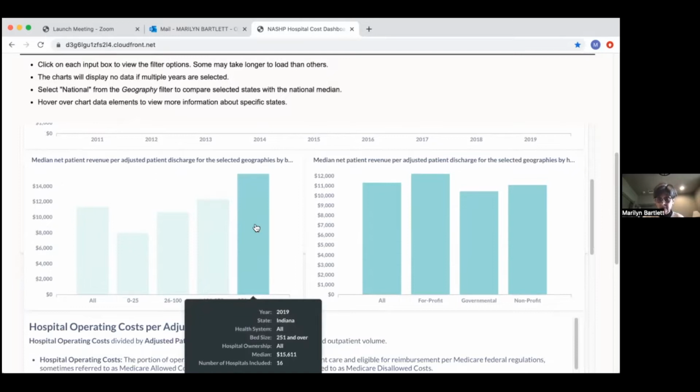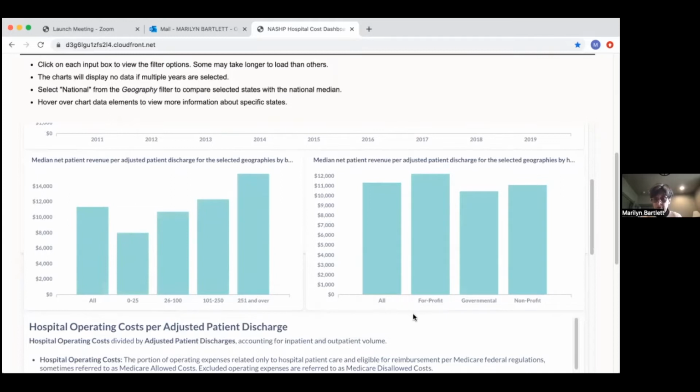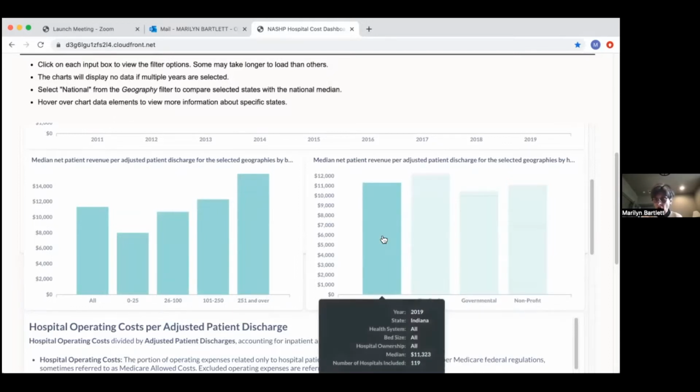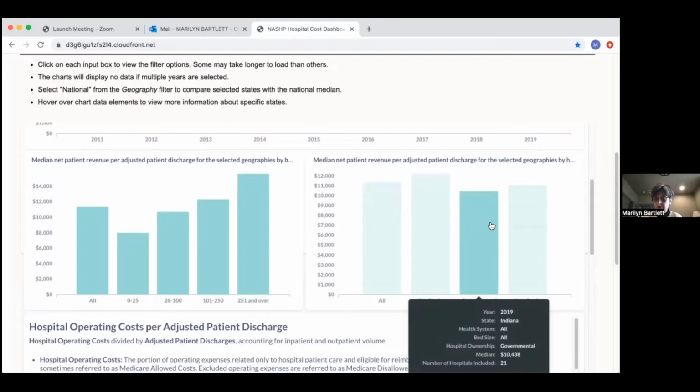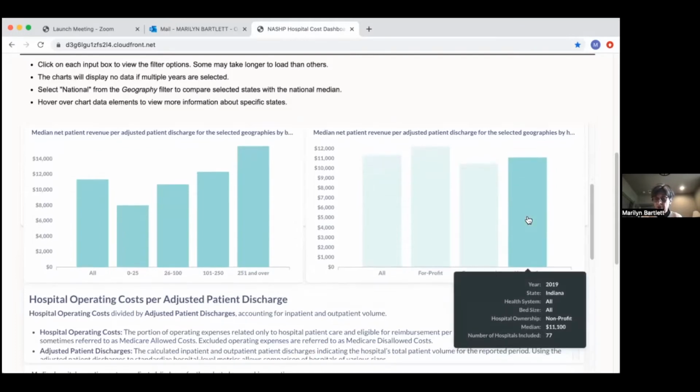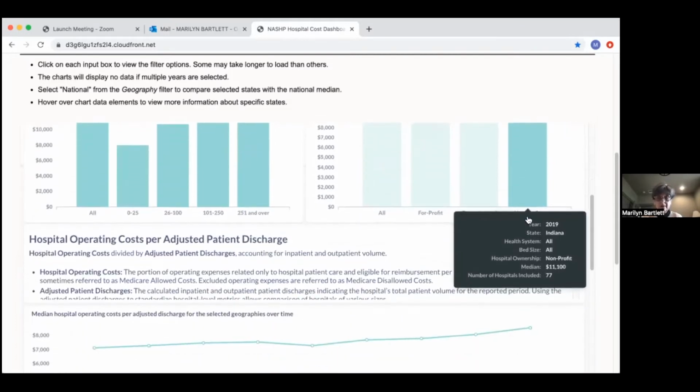And you'll see the larger is in the larger hospitals, and that median net patient revenue per adjusted patient count is over 15,000. We also take a look at it by hospital ownership, and we have split ownership into for-profit, governmental, and nonprofit. Again, the all will tell you the same amount that you saw above, and then you can see the distribution across the ownership.